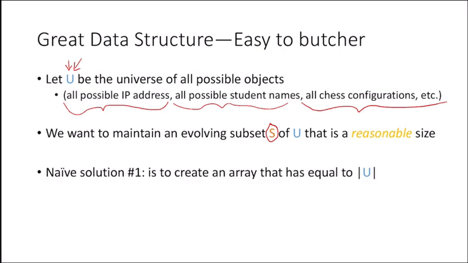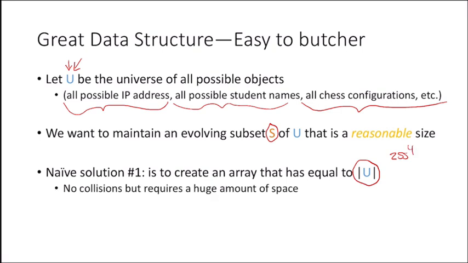One naive solution on one end of the spectrum is just to create an array equal to the size of the universe and just have an individual slot for, for example, every IP address. Well, if I'm going to store just 1,000 IP addresses, I probably don't want to have a spot for all possible IP addresses, which would be something like 255 to the 4th power.